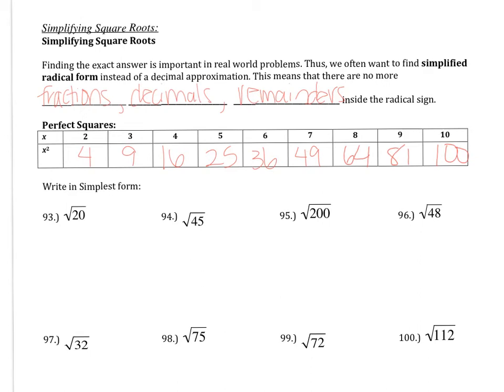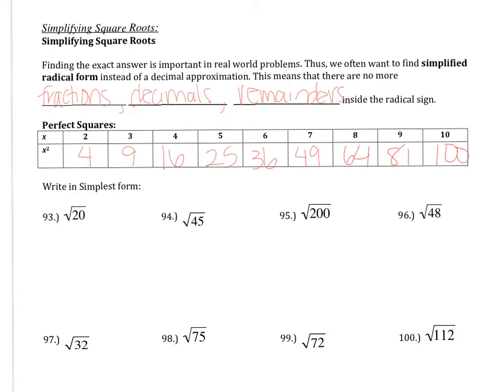In Chapter 8, Part 8, we are simplifying square roots. Finding the exact answer is important in real-world problems, so we often want to find simplified radical form instead of using the decimal. This means that there are no more fractions, decimals, or remainders inside that radical sign.